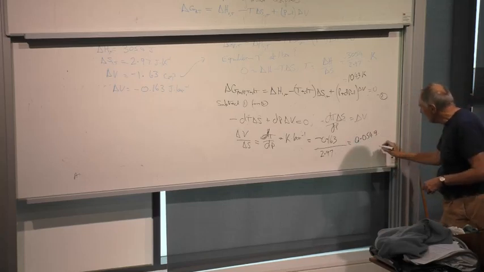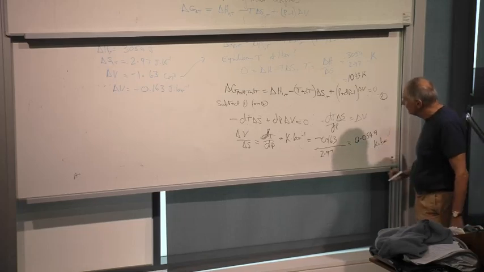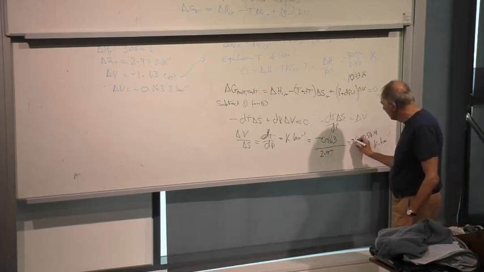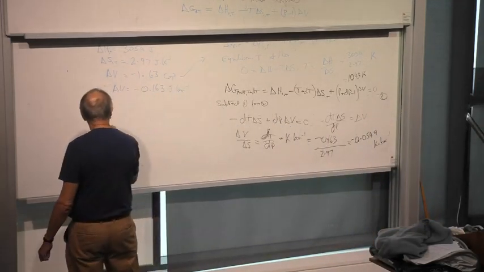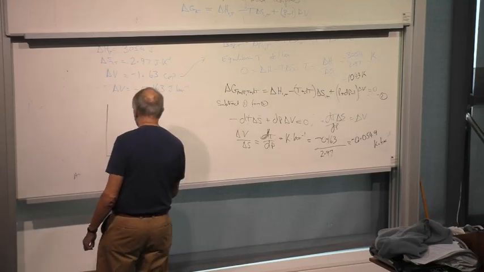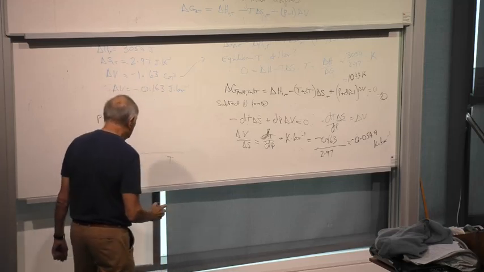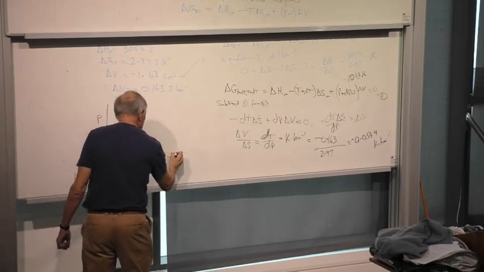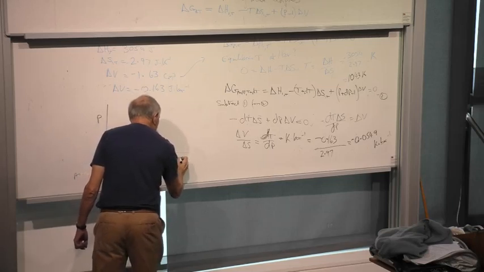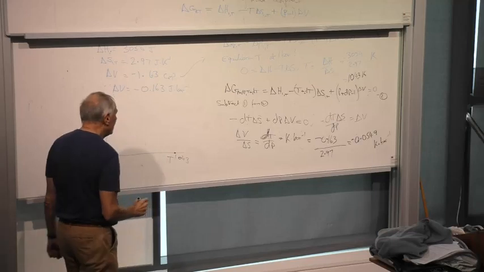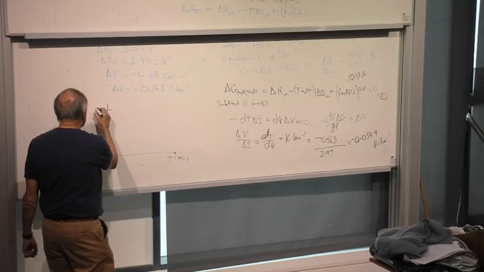And that's in K per bar. Sorry, it's negative. So, on the PT diagram, at 1 bar, this intercept is going to be at 1043. So let's say at 5 kilobars, 5,000.